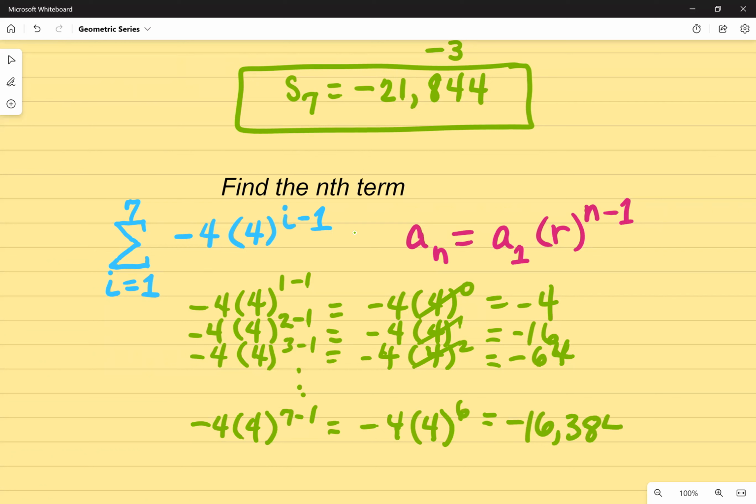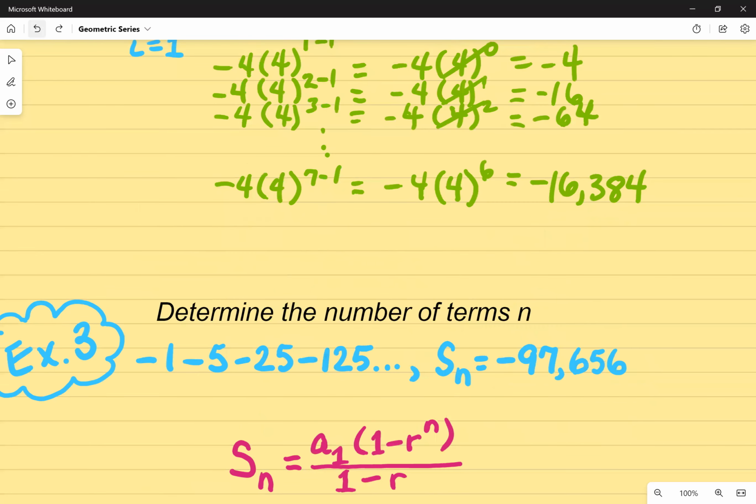So this is what the actual term would be. If I wanted to know what the actual summation would be, I would add all of these numbers up, and it would end up being what the summation notation formula told me it would be, or the sum formula would be.